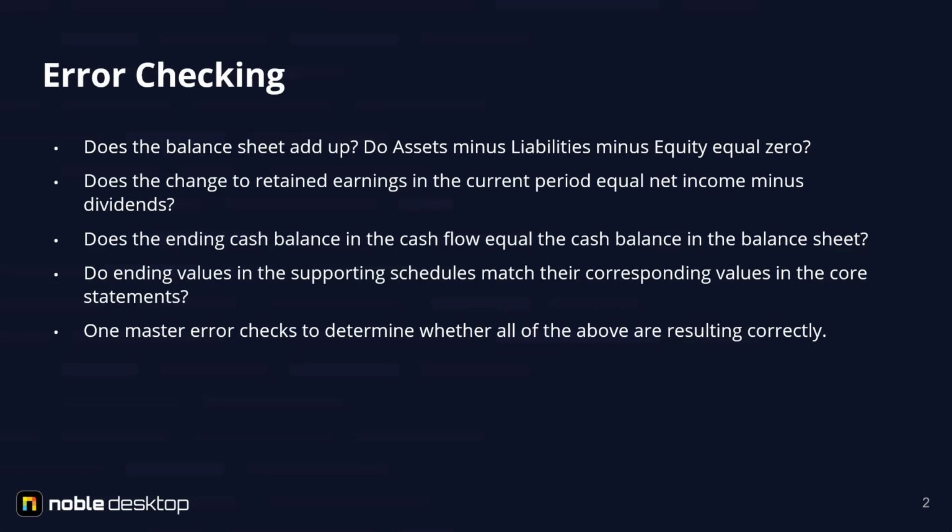Does the change to retained earnings in the current period equal net income minus dividends? Does the ending cash balance in the cash flow equal the cash balance in the balance sheet? Do ending values in the supporting schedules match the corresponding values in the core statements? One master error check to determine whether all of the above are resulting correctly.